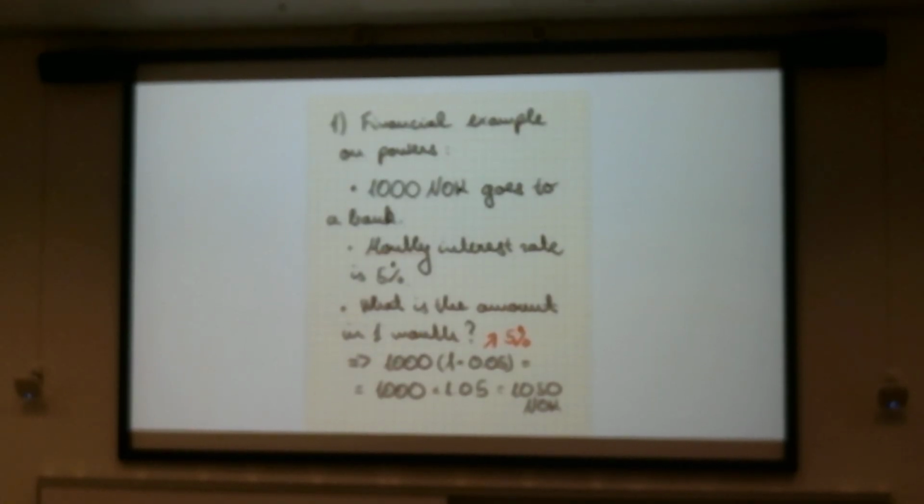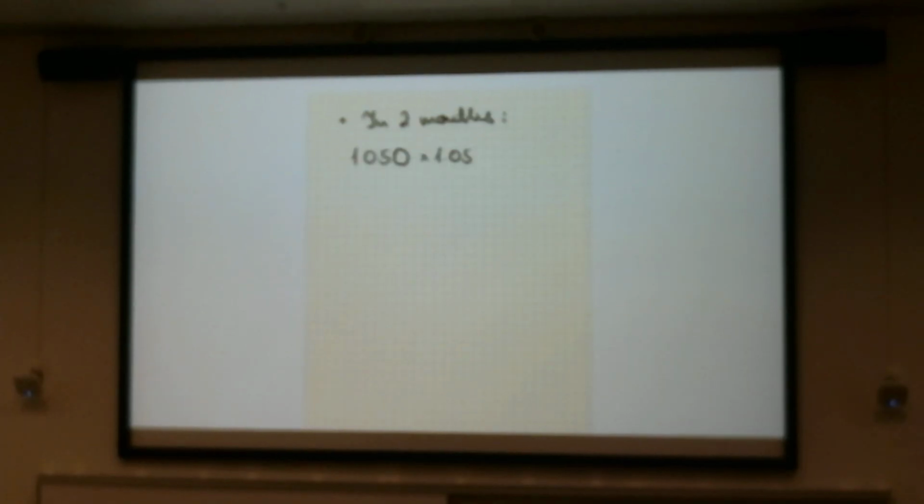So then, what about 2 months? If we kept on going, in 2 months, just by following the same example, we would take what we have in 1 month and do the same computation again, because what we acquired after 1 month is going to grow again after another month. So in 2 months, we're going to have 1,050 times 1.05, like this.